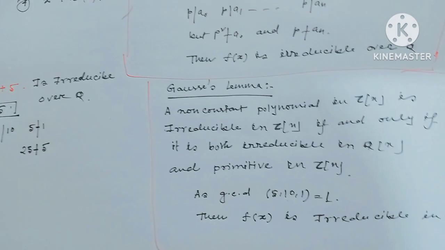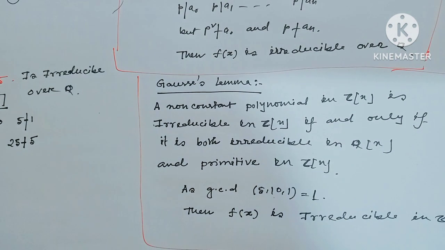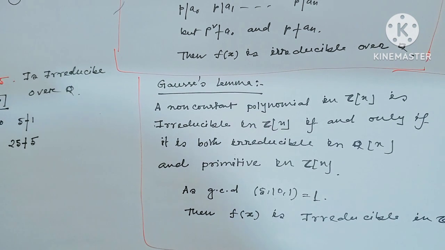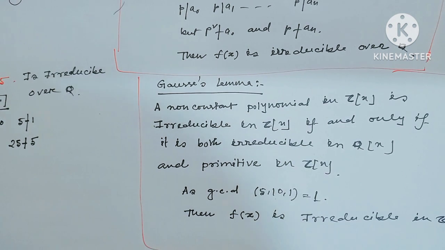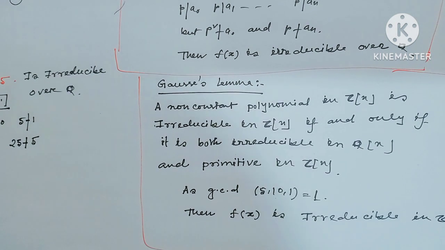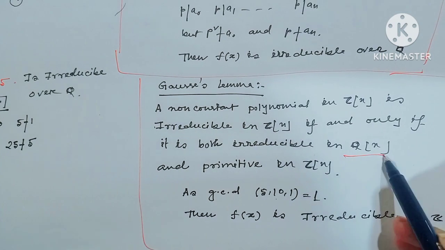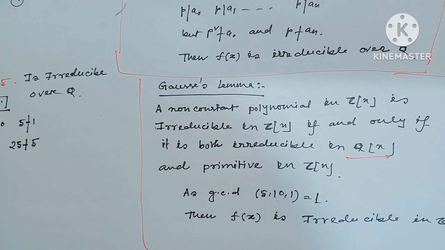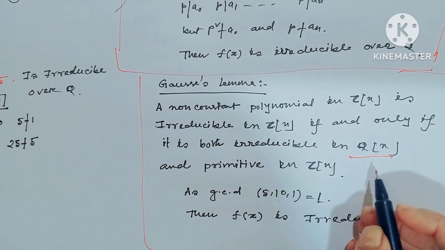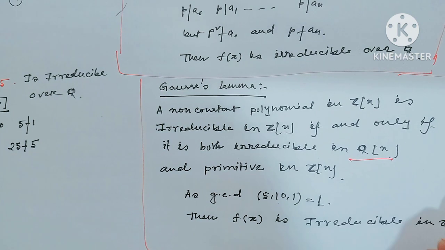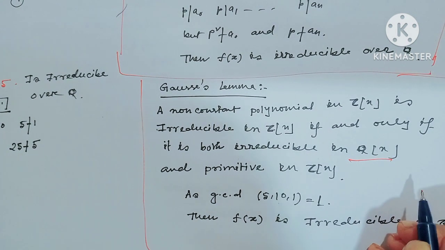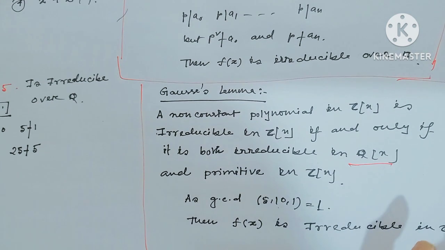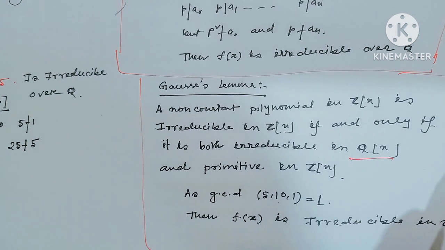For this I will use Gauss lemma. A non-constant polynomial in Z[x] is irreducible in Z[x] if and only if it is both irreducible in Q[x] and primitive in Z[x]. What is primitive in Z[x]? Primitive means the GCD of all coefficients is 1, then we can tell this is primitive in Z[x].